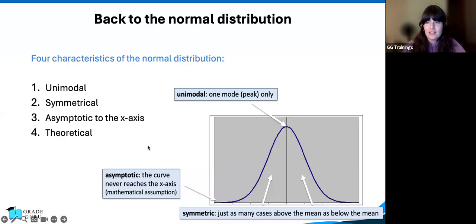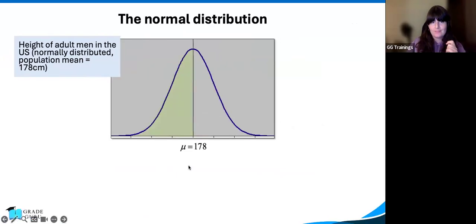And then the last thing is that this is theoretical, meaning that most real-world data is not perfectly normally distributed, because that's just highly unlikely. But we use the theoretical normal distribution to base the math, and then we have a little bit of leeway with real-world data in how normally distributed it needs to be for the math to still hold. Any questions about these 4 characteristics?